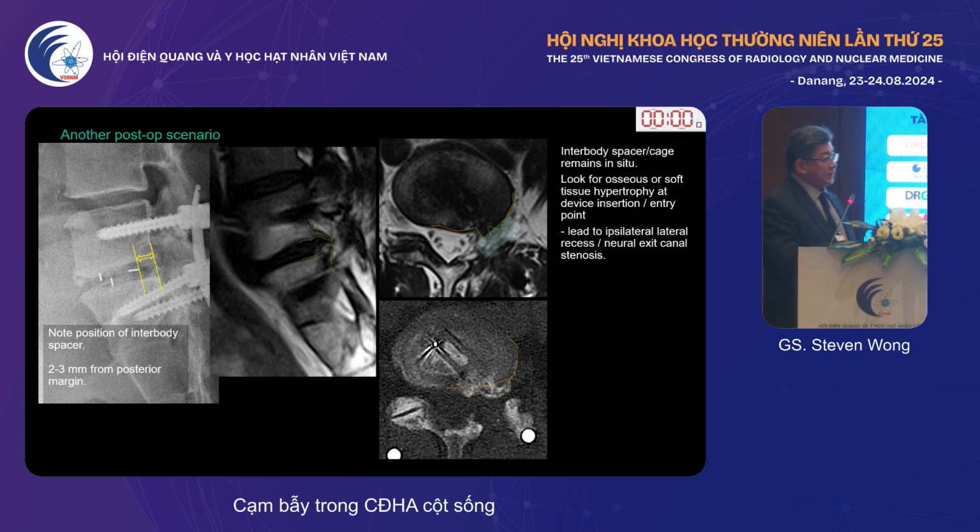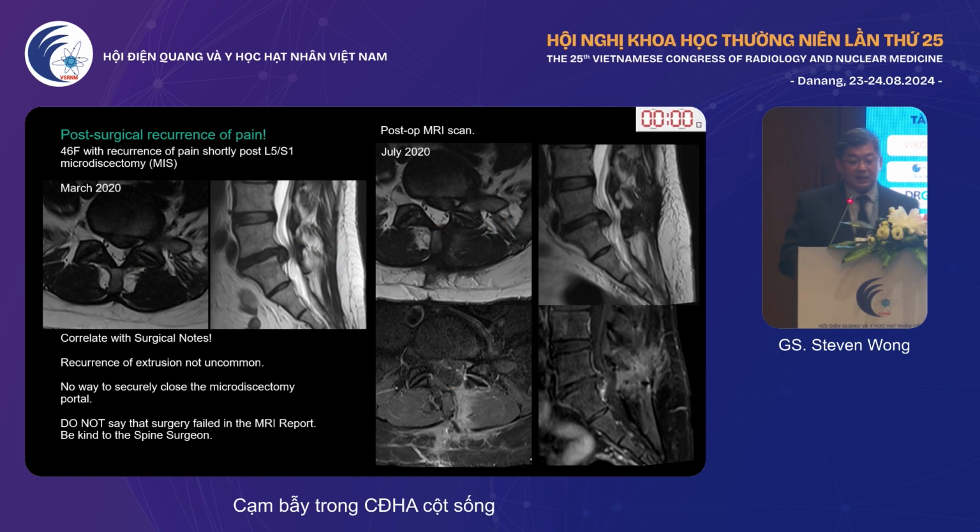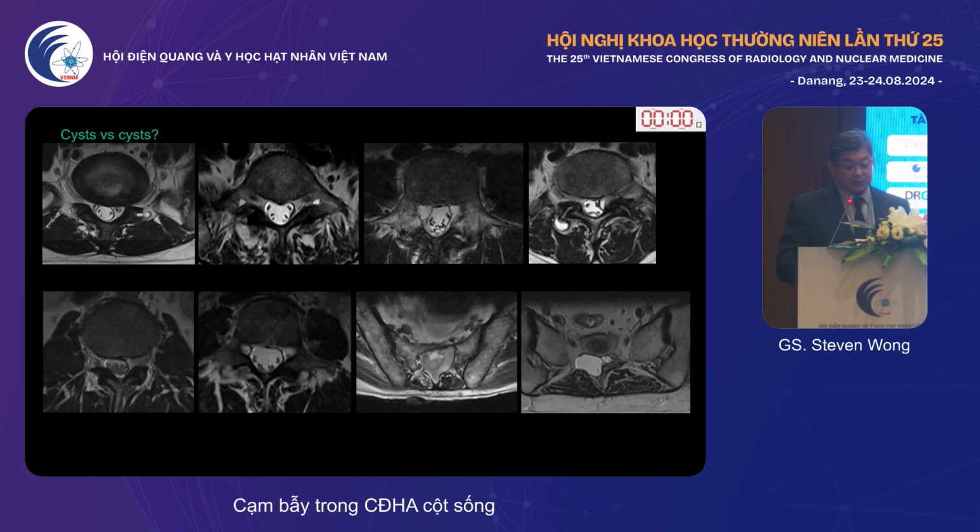So the normal positioning is 2 to 3 millimeters from the posterior margin, and there will usually be a check X-ray after the surgery for you to determine the original postoperative position of the spacer. Right. If you have surgery and then unfortunately you have pain, it means that your disc protrusion has come back. There's no way for the surgeon to close off the hole, right? If the patient complains of pain post-surgery, do an MRI, look for abscess, look for fluid collections, or see whether the disc protrusion has recurred.